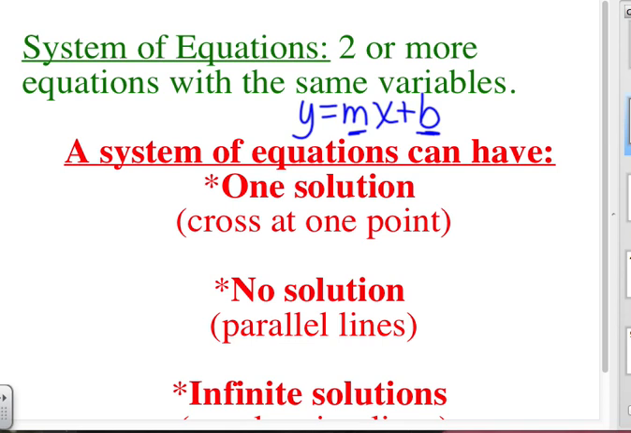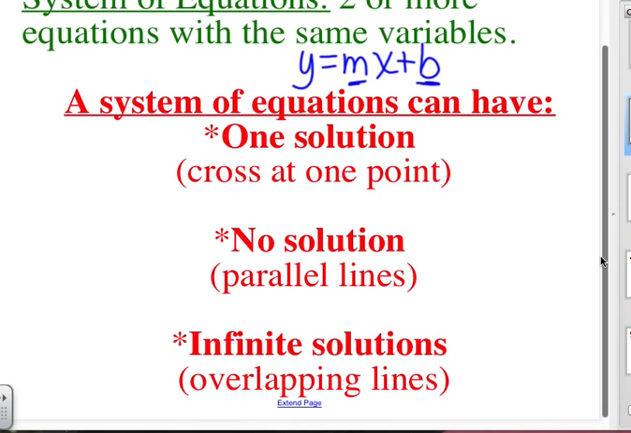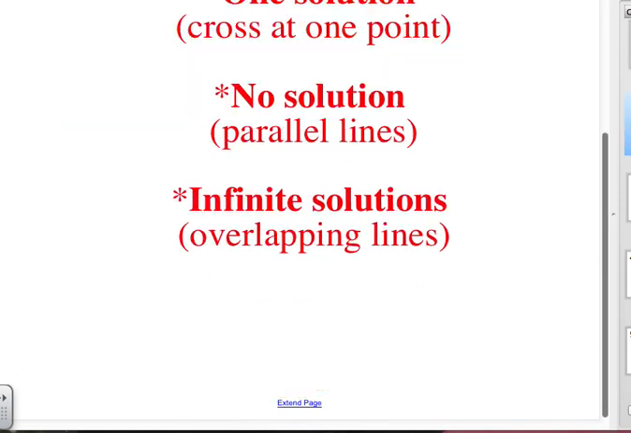There are three things that can happen when you graph a system of linear equations. And again, it's called a system because there are two or more equations graphed together at the same time on the same coordinate plane. Now, the three things that can happen when we graph these two lines, this system, and we check to see what happens between them.